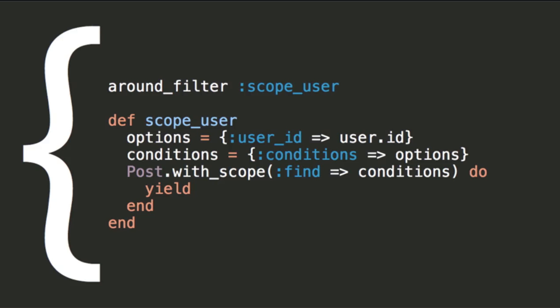A common thing that people would do with scopes is they would use with_scope, and with_scope basically just says everything inside of this block should use this particular scope. So here what we're going to do is say that everything inside of this around filter, which is the action, when it looks for posts, it should find with the conditions of user ID. That scopes any queries for posts to posts that this user has.